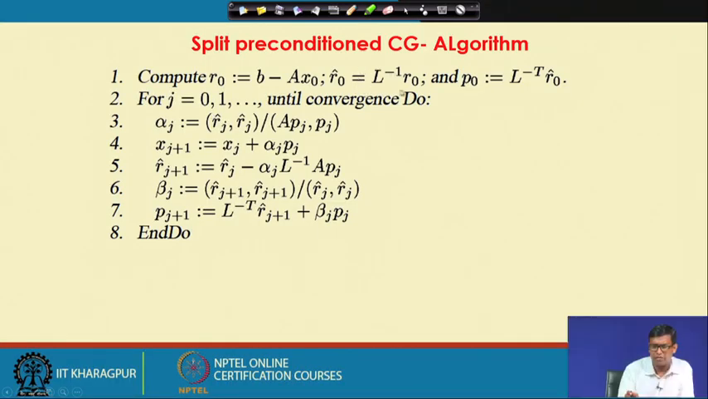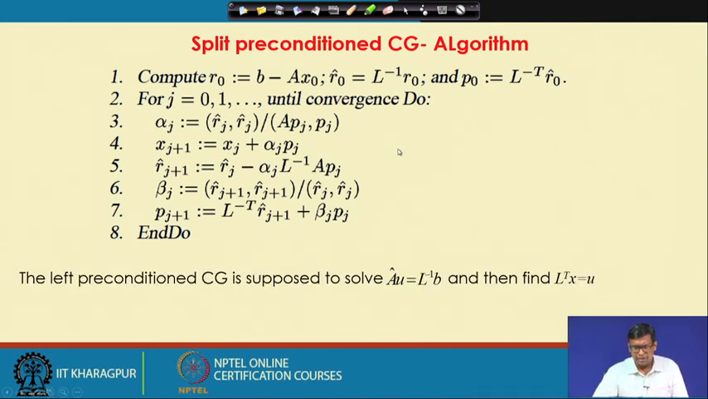So, we compute the initial residual r naught, get L inverse r naught as r naught hat, and obtain p naught as L inverse transpose r naught. Instead of directly writing p naught is equal to z naught, this is the new form of p naught. Then we obtain alpha, update x, and update r based on the x update. So, you can write b minus A x to get r from x, and then update beta, get the p and do the iterations.